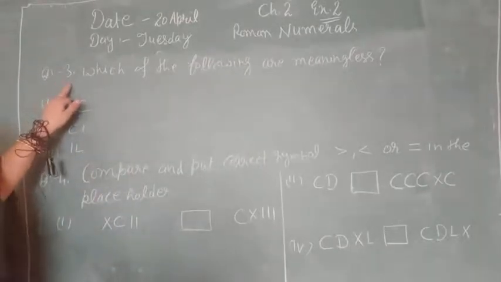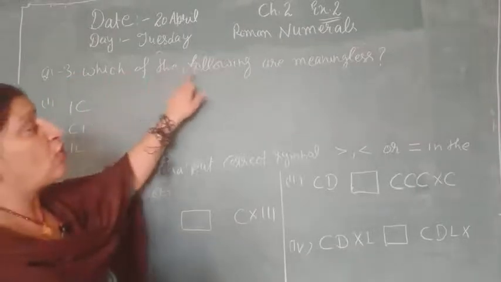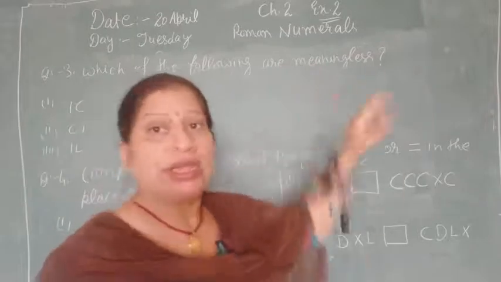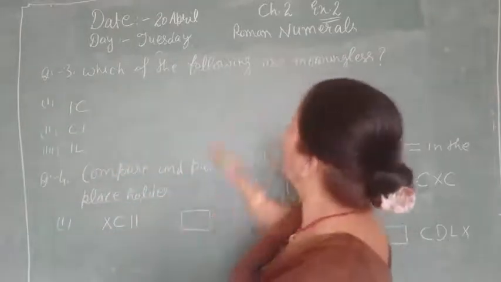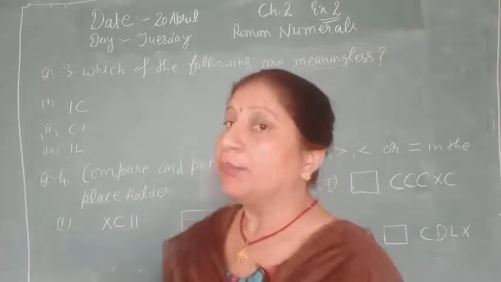Now we start question number 3, and in this question it is given: which of the following are meaningless? And how do we find which symbols, which numbers are meaningless?